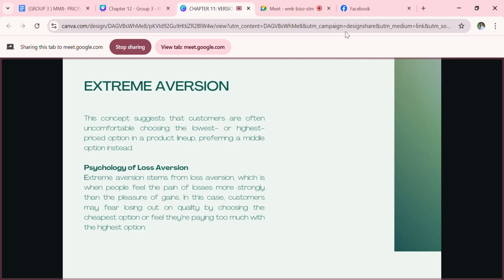So by adding an expensive high-end option, even if only few people buy it, they can make the other products seem more affordable. So this tactic is used to help customers feel more comfortable and confident in choosing the middle option, which can lead to faster decisions and more sales.